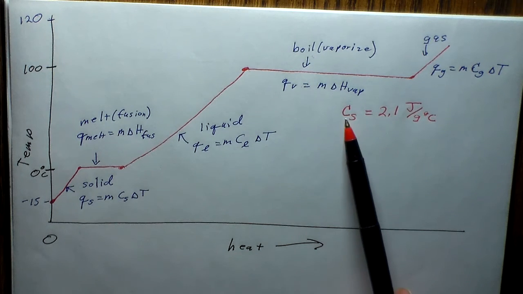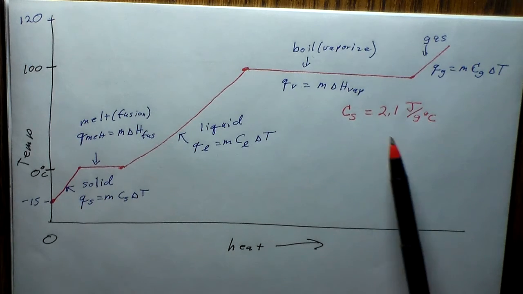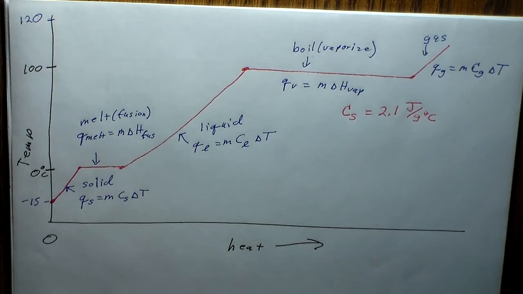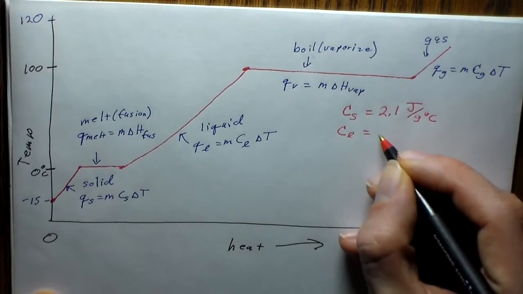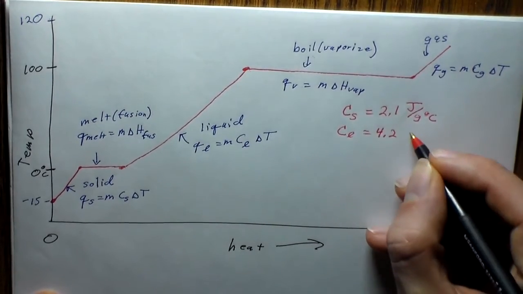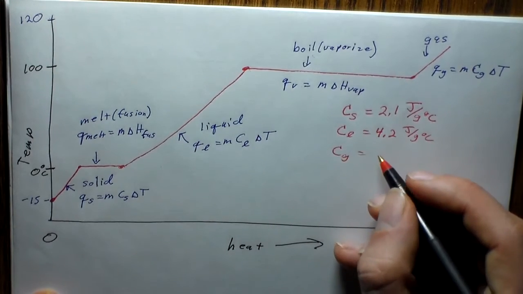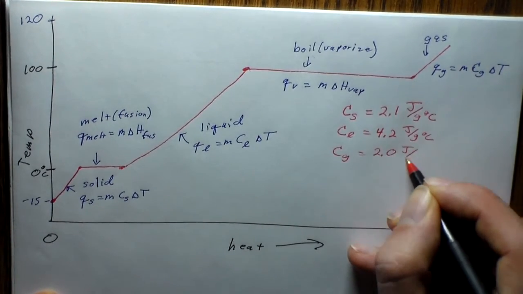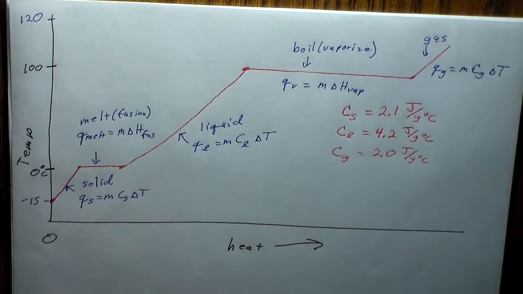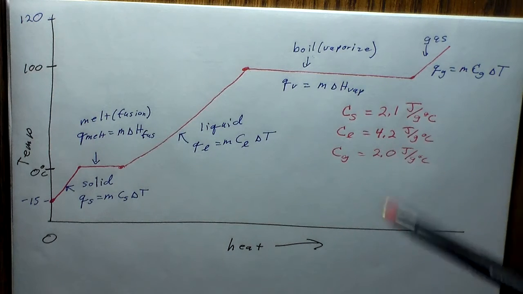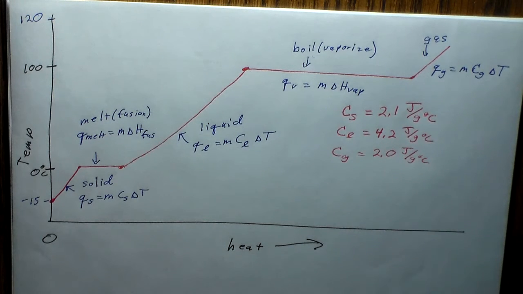So here the specific heat capacity of the ice is going to be about 2.1 joules per gram degree Celsius. For water, it's going to be about 4.2 joules per gram degree Celsius. And then for the gas it's going to be 2.0 joules per gram degree Celsius. The actual values vary a little bit from these, but these are pretty close.